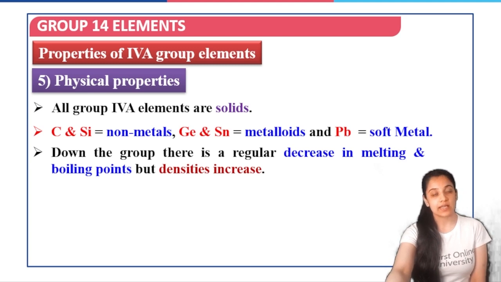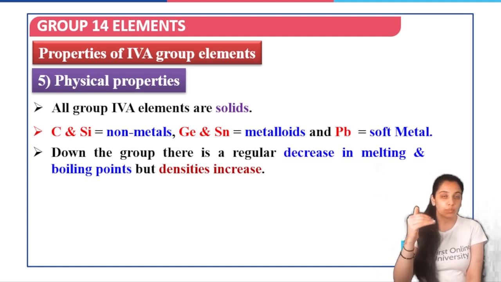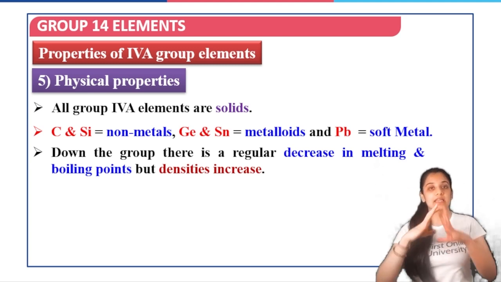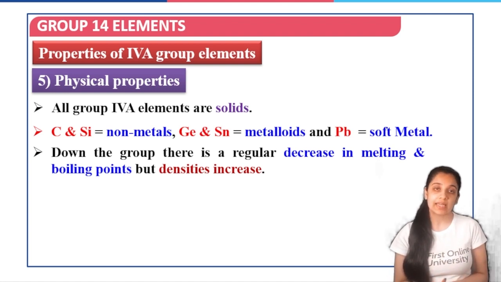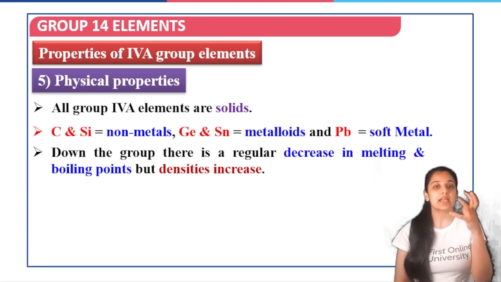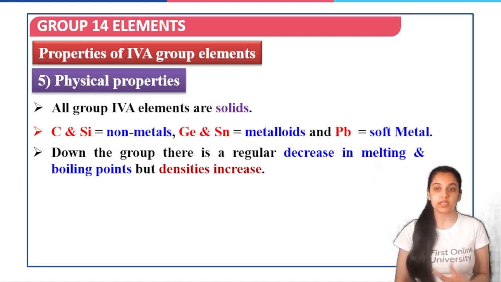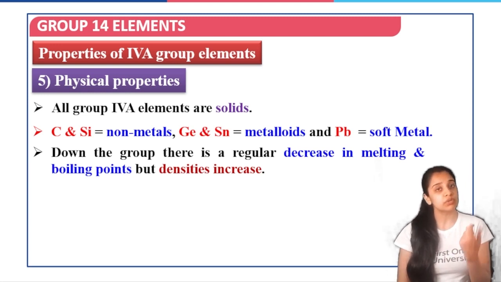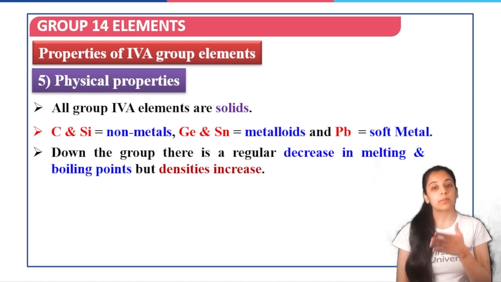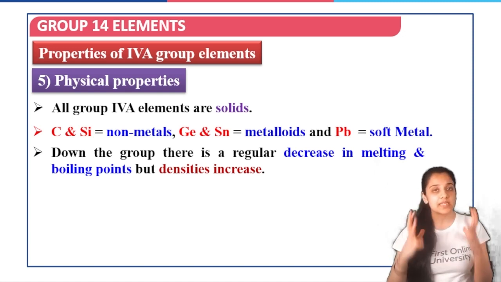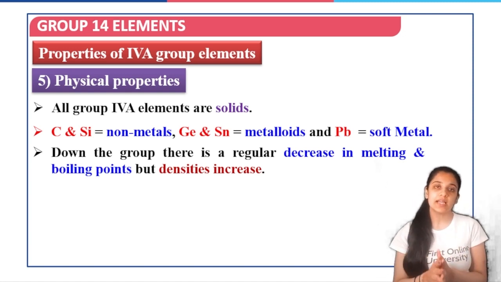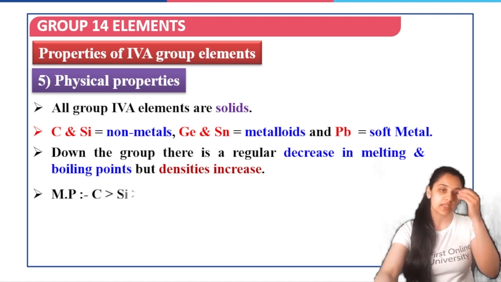to increase because density is mass upon volume. Now, although the size is increasing, the volume is increasing, but the mass is increasing more proportionately. Therefore, we can say that down the group, since the mass is going to increase, densities are going to increase, and melting and boiling points are going to decrease in a regular manner because the size increases and now it becomes easier to melt the crystal lattice. And similar is the case for boiling.